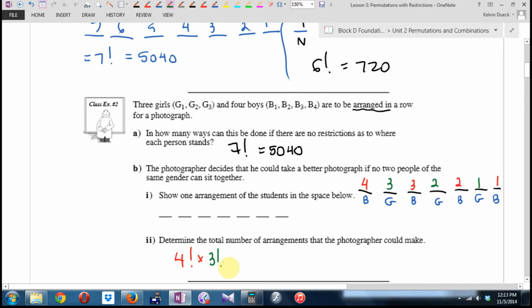What is 4 factorial times 3 factorial? 3 factorial is 6. 4 factorial is 120? 144, that's what I said. 144? Apparently, there's 144 different ways that we can rearrange boy, girl, if we have 4 boys and 3 girls. Or, if you have 4 girls and 3 boys, same question. Okay.